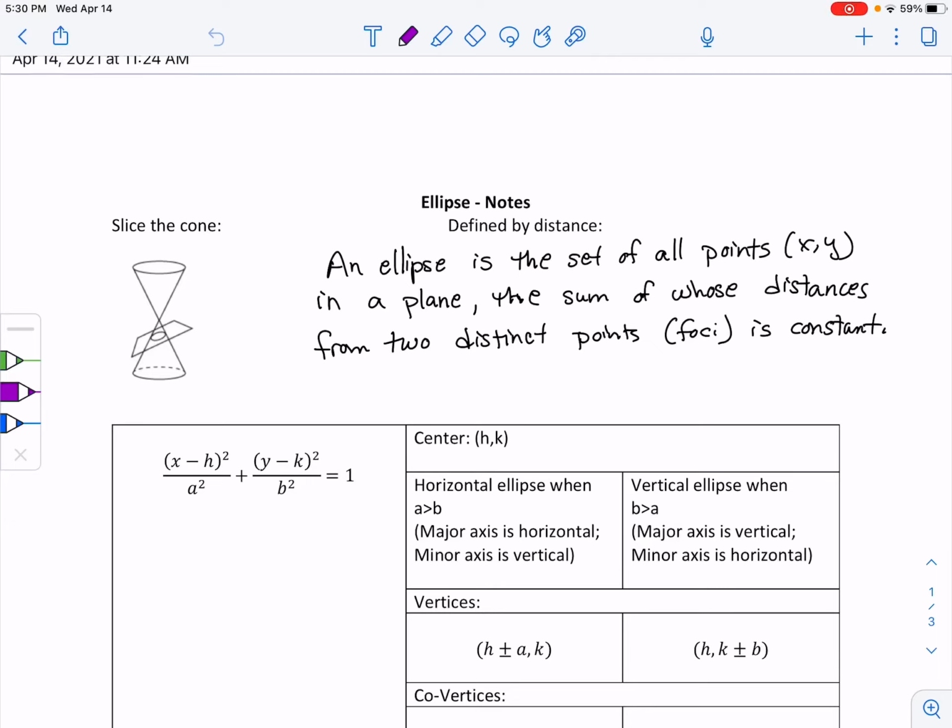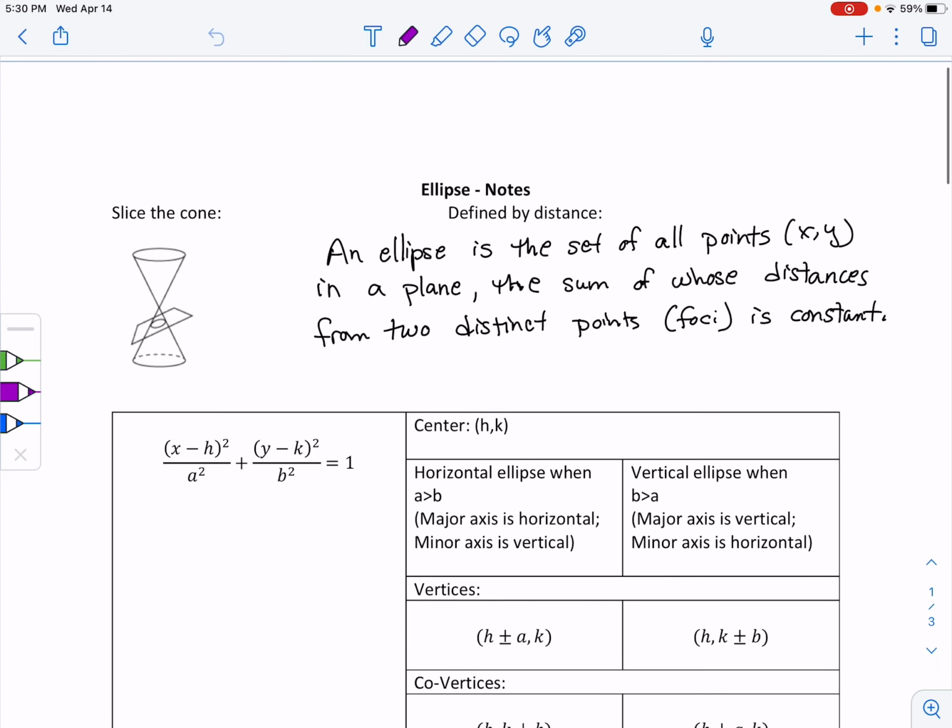Time for the lesson on ellipses. Remember, an ellipse is a conic section. If you take a cone and cut it by a plane, but you cut it at an angle, you end up with an ellipse. It looks like this.